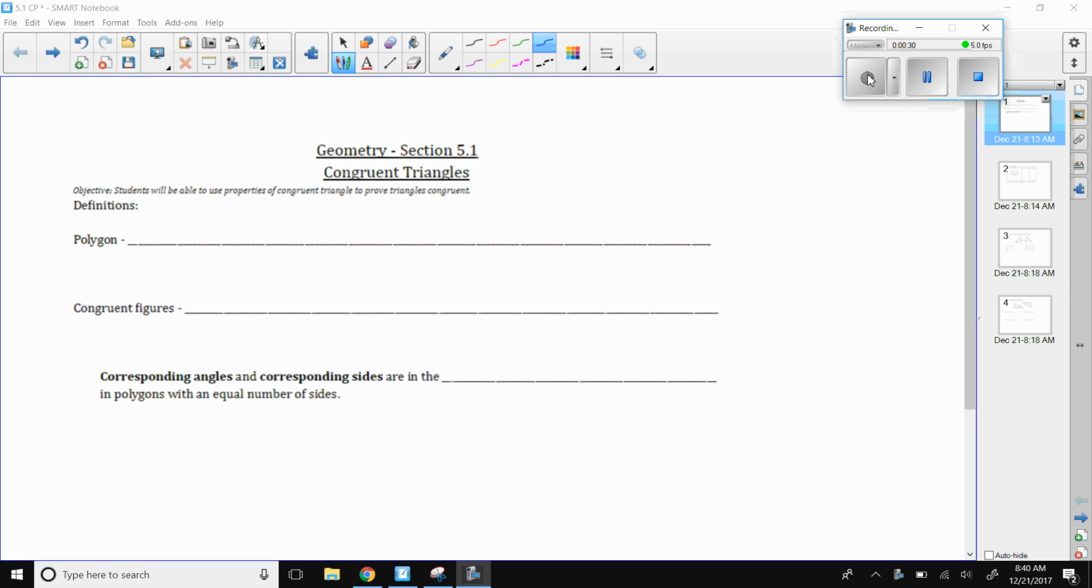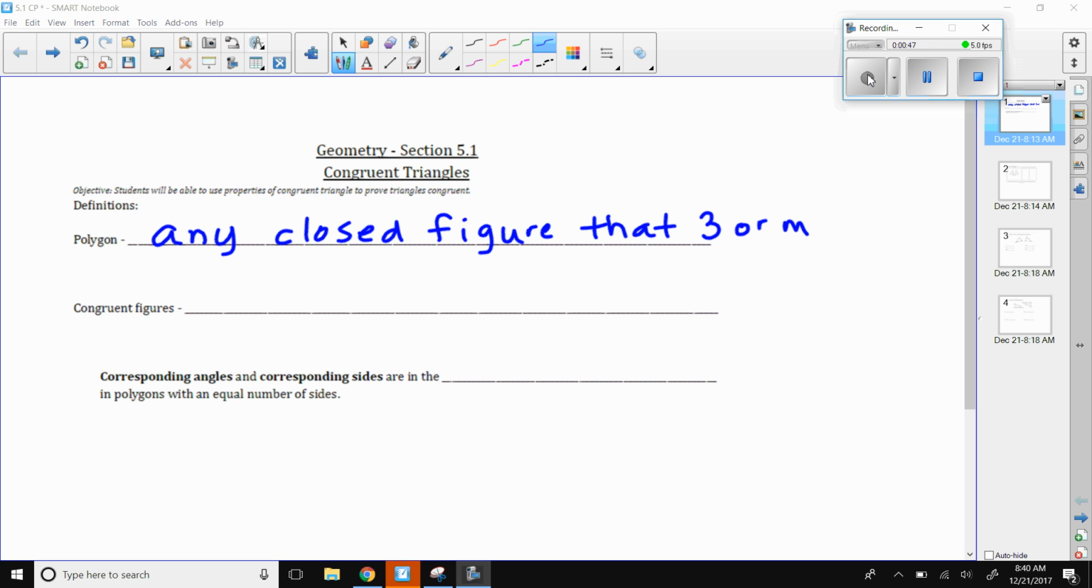Okay, a polygon, which we're only talking about triangles, but triangles are a polygon. Polygons are any closed figure that has 3 or more sides. So a triangle falls into the definition of a polygon. A square will be a polygon, a rectangle, a pentagon, an octagon, a hexagon, anything with 3 or more sides. Okay.